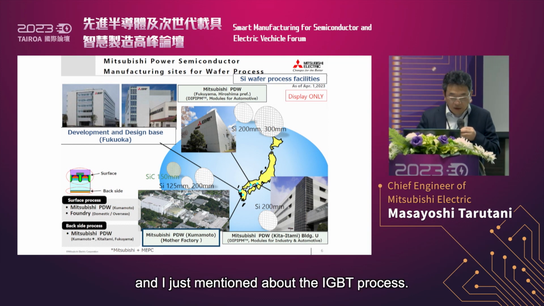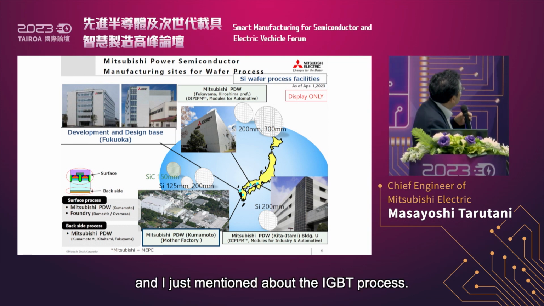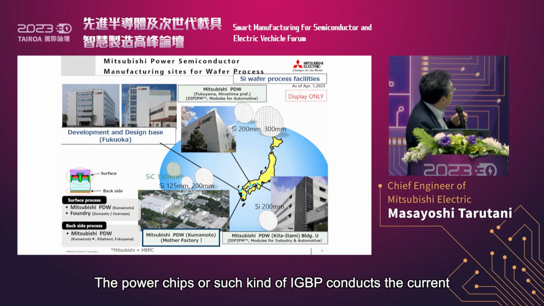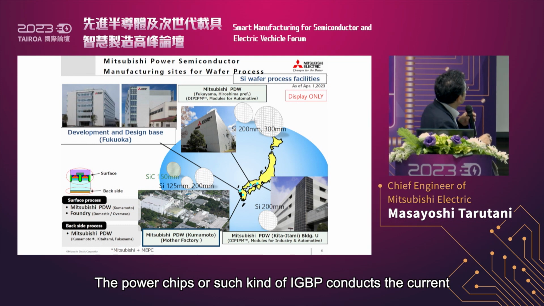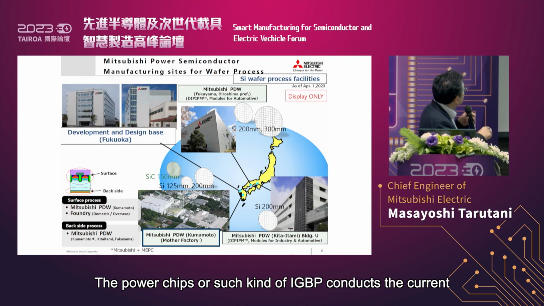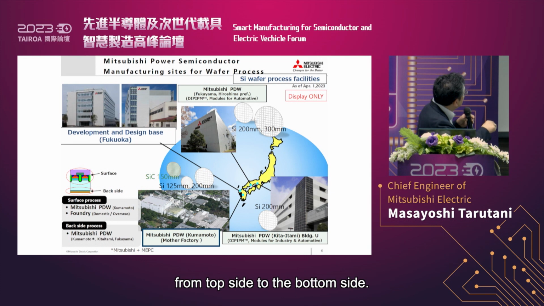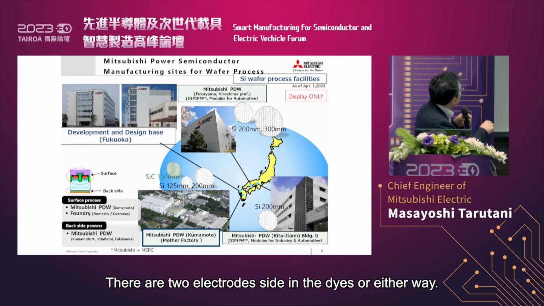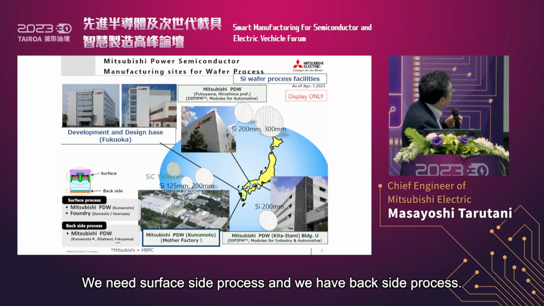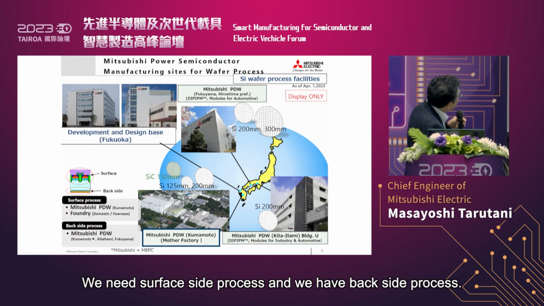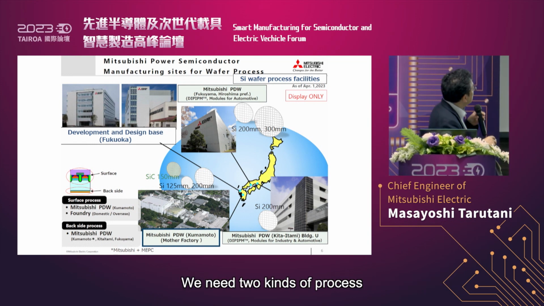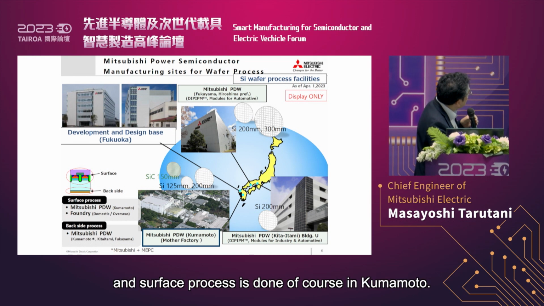And I just mentioned the IGBT process. The power dies, power chips, such as IGBTs, conduct the current from the top side to the bottom side. So there are two electrode sides in the dies or in the wafer. So we need a surface side process and a backside process. We need two kinds of process. And the surface process is done, of course, in Kumamoto.